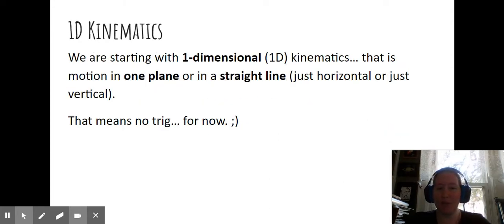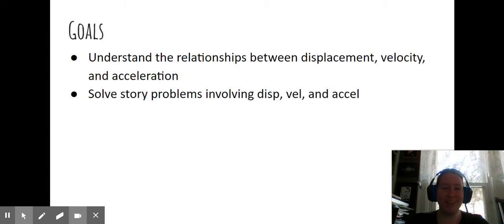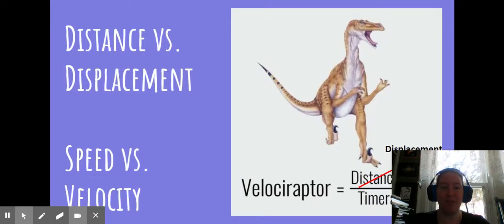So first we're going to start with 1D or one-dimensional kinematics. So that's motion that's in just one plane or one straight line, whether that's horizontal or vertical. So that means no trigonometry for now. Lucky you. Our goals today are to understand the relationships between displacement, velocity, and acceleration, and to solve story problems involving displacement, velocity, and acceleration.